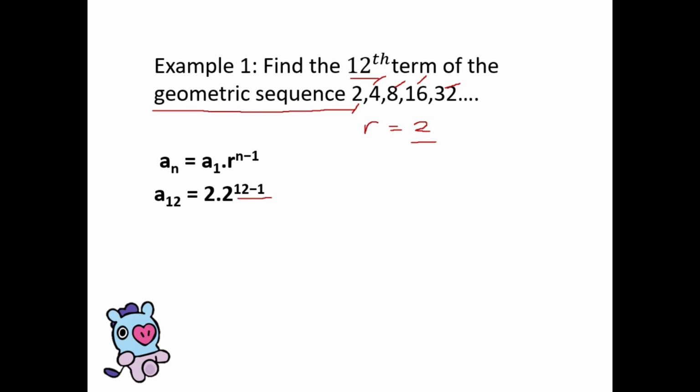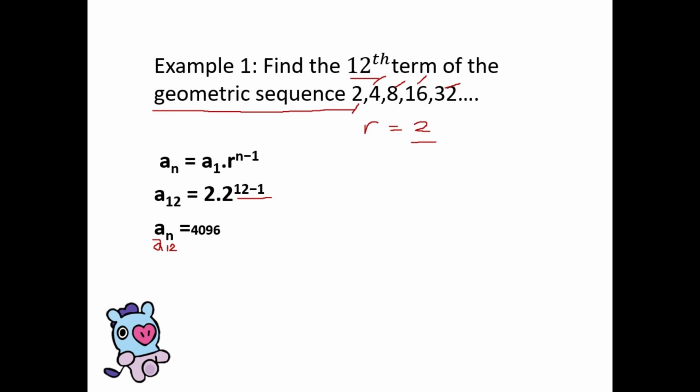We simplify first our exponent. 12 minus 1 is 11. And then that's 2 to the power of 11 times 2. We get there as our a sub n or a sub 12. I forgot to edit the variable. It should be a sub 12 here. Okay, again, it's a sub 12.